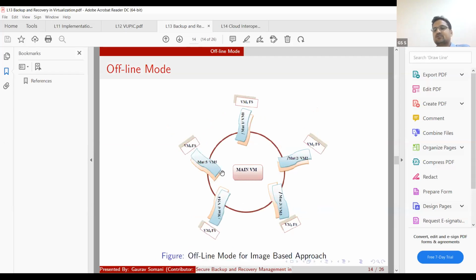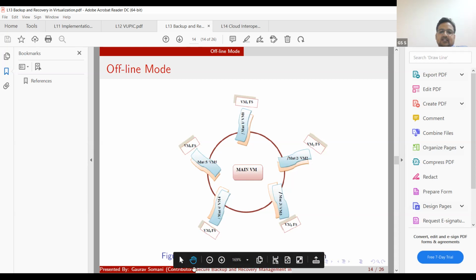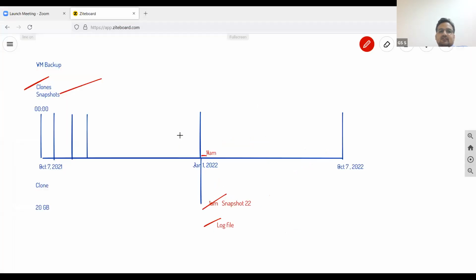I would also suggest you practically do this. If you are working on VirtualBox, go to the right top corner. You will have a button known as snapshot. If you click it, you will be able to take snapshots of the VM, and those snapshots can be applied later if you want to. If you have an old backup clone, right? Okay. Any questions you have? So far, so good.